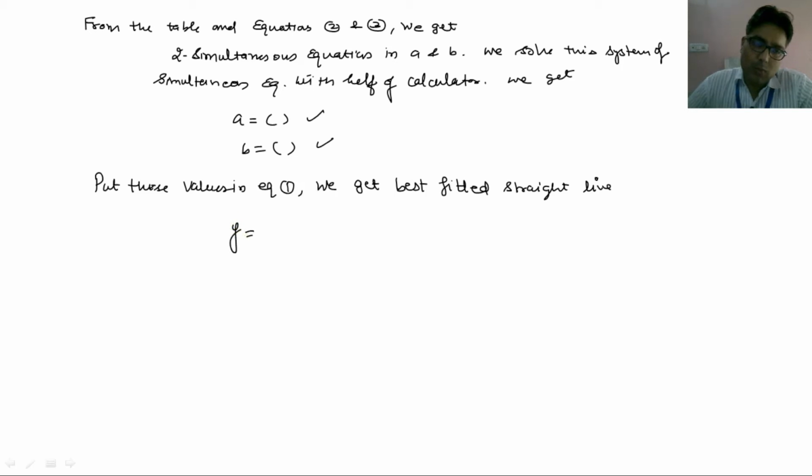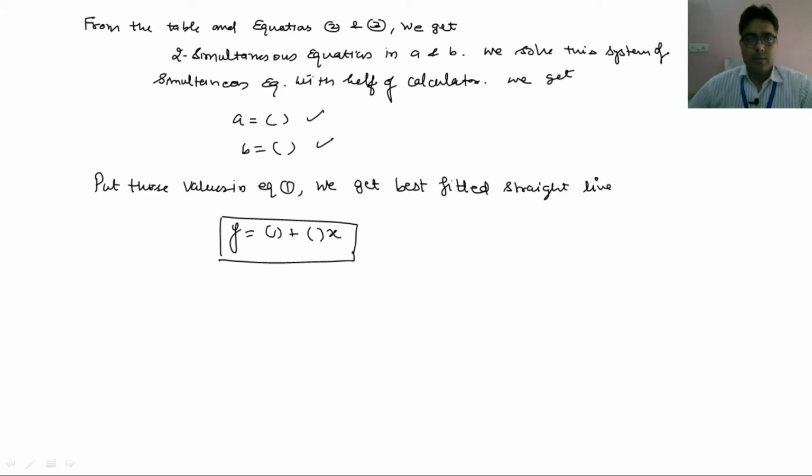Y is equal to A, the value of A, plus B, the value of B, into x. This is the curve fitting of the straight line. Clear? Now we learn the whole process with the help of an example.